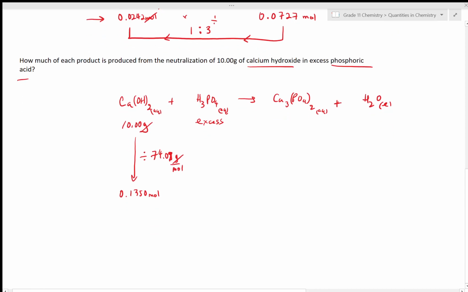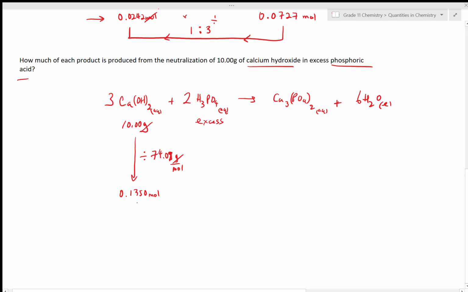Now it did ask us for the amounts of both products. One of the things we haven't done yet in this particular equation, because I rushed, is balancing. So we've got to make sure that we are balanced here. So I need 3 calcium hydroxides, 2 phosphoric acids, and 6 waters to produce that balanced chemical equation. We don't need to use those until we get into the molar ratio, which is where we're at right now.